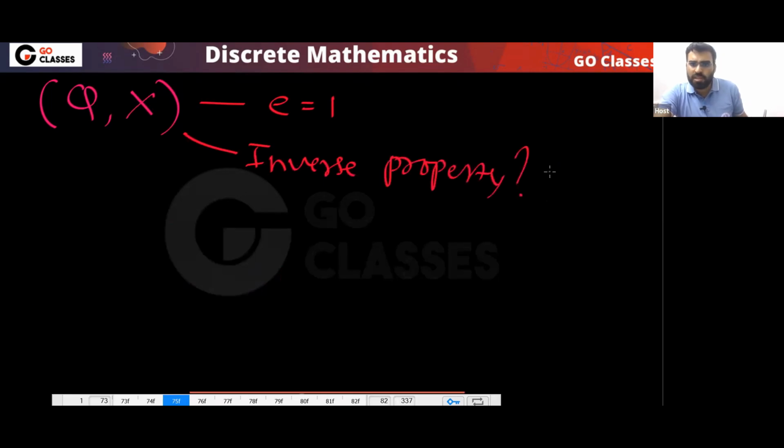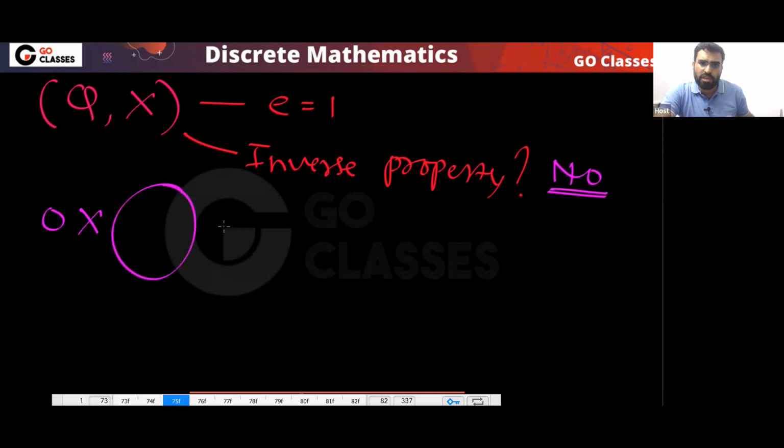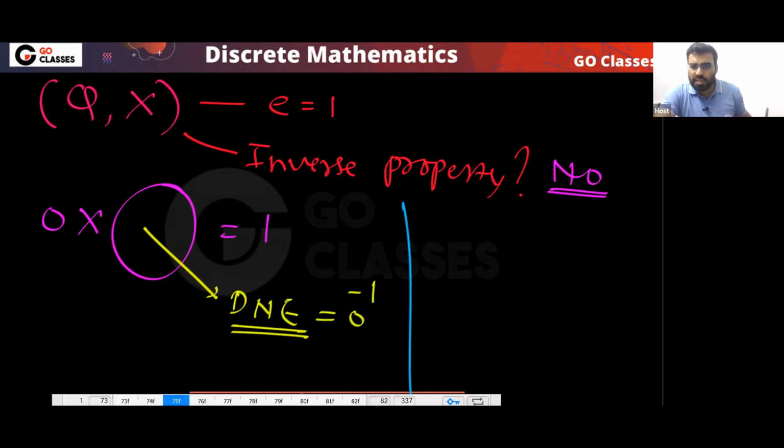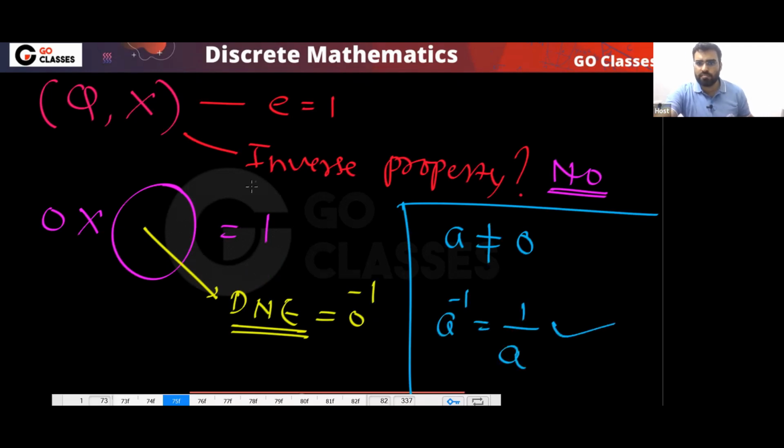Do we have inverse property? The answer is again no. The same thing, because 0 inverse does not exist. What should I put here such that I get the identity element? So this does not exist. I can say this 0 inverse does not exist. For the remaining elements, if A is not equal to 0, then this will be the inverse. For the remaining elements, we have inverse.